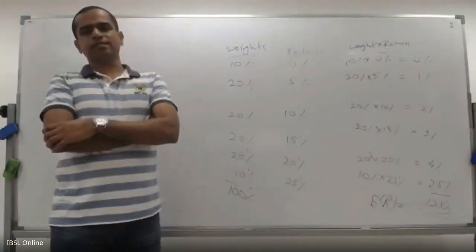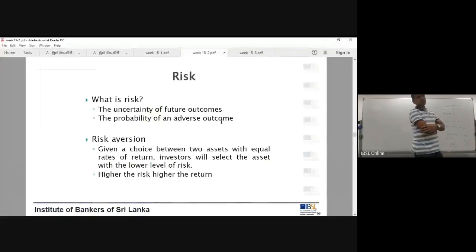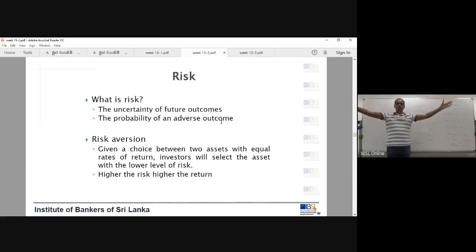Okay, so what is risk? How would you define risk? The next area is on risk, right? So we did returns. The next area is on risk. Risk is the uncertainty of future outcomes. It's the probability of an adverse outcome. Right? The future is uncertain. You don't know what is going to happen, and the probability of something bad happening.